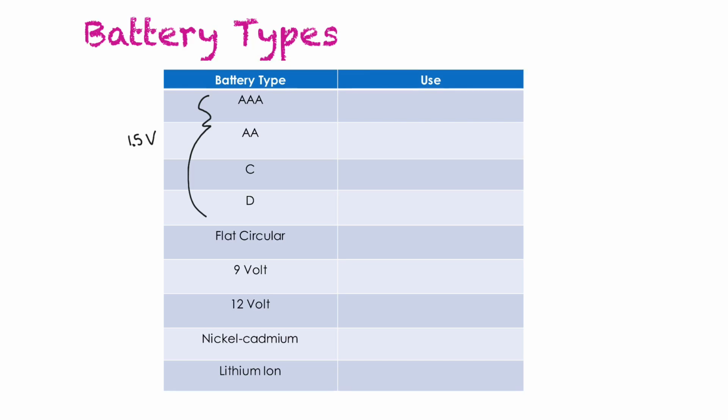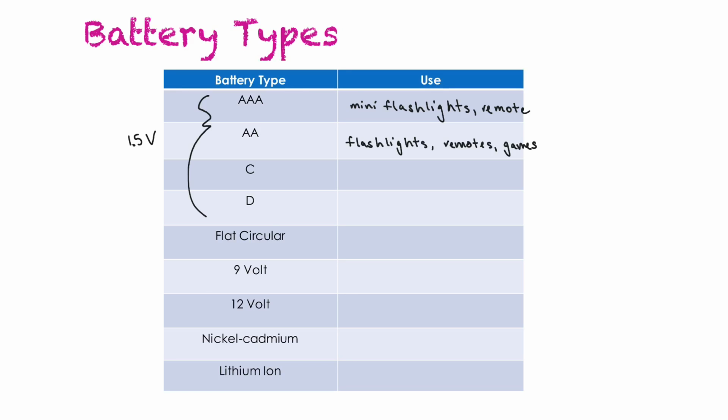AAA batteries, you usually use them in mini flashlights, or you might find them in the remote for your TV and so on. AA batteries, you could use those in flashlights as well. I always used them in my Walkman, but those don't exist anymore. But you could use those in remotes as well. You could use them in games. My old Game Boy used AAs.